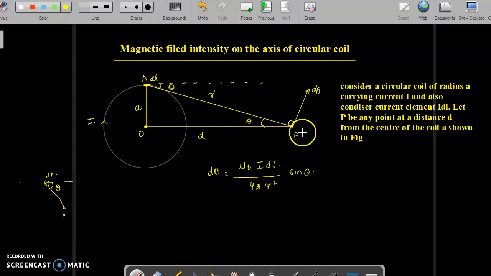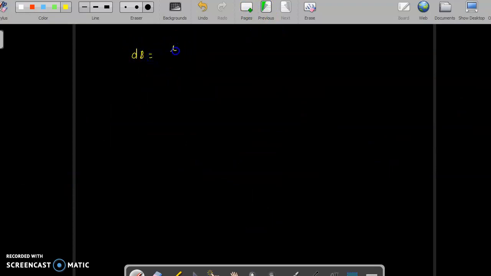Now if you look at this triangle, R square is A square plus D square. And what is sine theta? Sine theta is the opposite side A by R, but R is the square root of A square plus D square. So we can write dB as mu naught I dl over 4 pi R square, where R square is A square plus D square, multiplied by sine theta, and sine theta is A by the square root of A square plus D square.